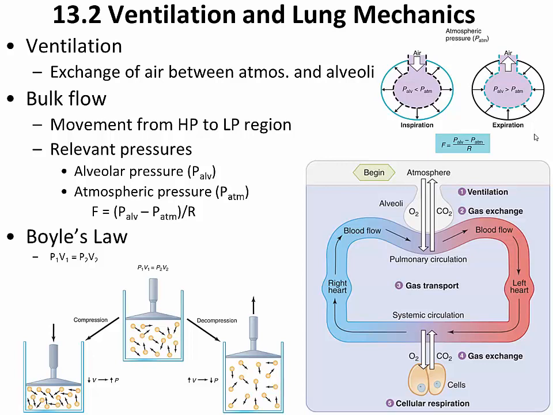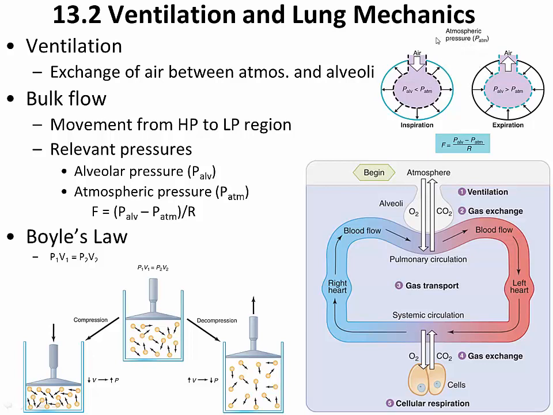Bulk flow, as we talked about in the cardiovascular system, is the movement of either a liquid or a gas from an area of high pressure to an area of low pressure. And so in this particular case, the only two relevant pressures that we are dealing with, at least at this point, are the atmospheric pressure, the pressure that's simply found outside the body, and the pressure that's found in the alveoli.